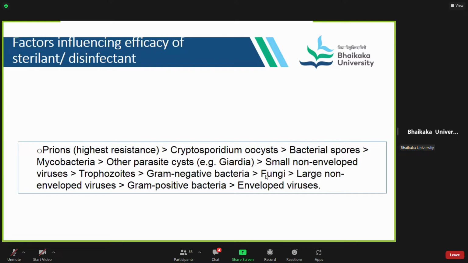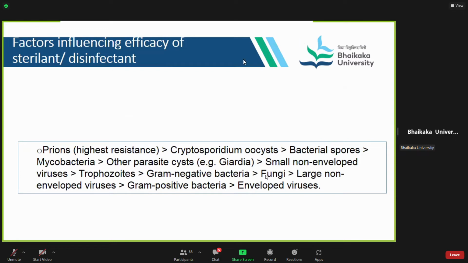What do you think this is talking about? What do you think this ascending or descending order is talking about? No idea? So here we are talking about the resistance of microbes and the microbial forms. Yes. So it is talking about ability to resist certain sterilization processes.